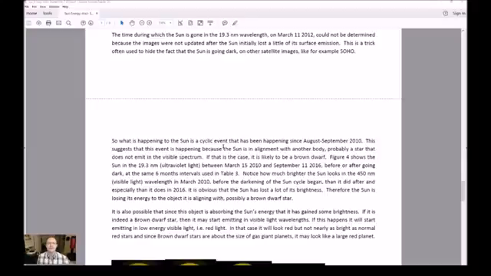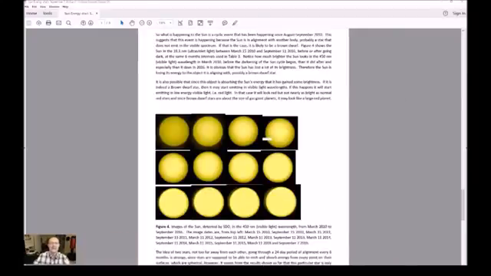This is a trick often used to hide the fact that the sun is going dark on other satellite images, like, for example, SOHO. So what is happening to the sun is a cyclic event that's been happening since September of 2010. This suggests that this event is happening because the sun is in alignment with another body, probably a star, that does not emit in the visible spectrum. If that is the case, it is likely to be a brown dwarf.